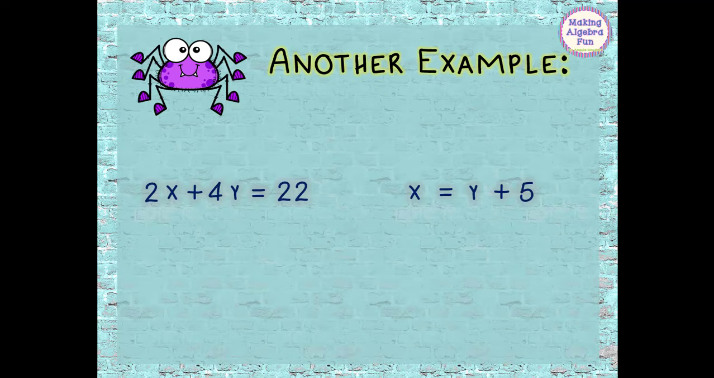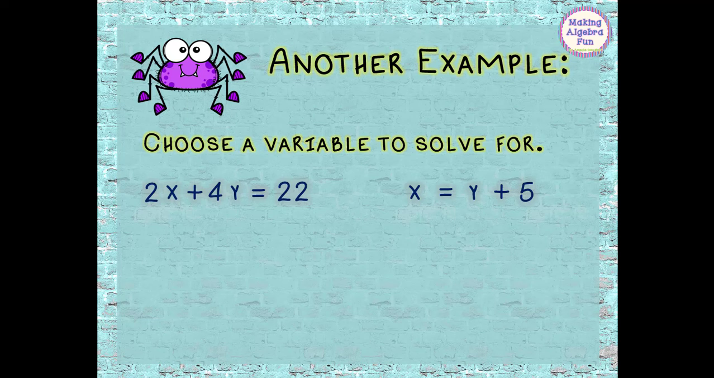Here's another example. So what I need to do is get one of these variables by themselves. Now I have 4 options. I always have 4 options. The first equation for x or y, the second equation for x or y. And in this case, you might notice the second equation is already solved for x, so you don't have to do any work if you choose to use that. That means we have an expression that equals x. x equals y plus 5.